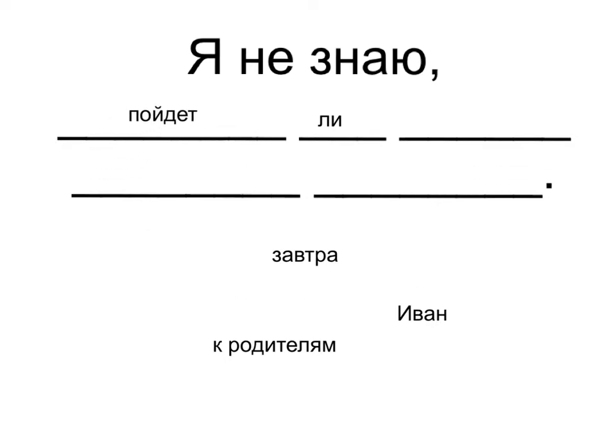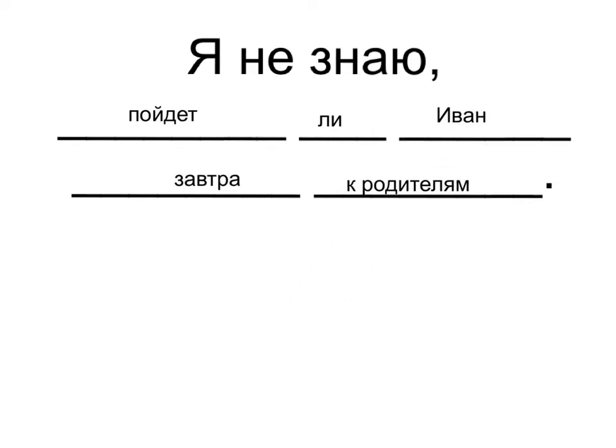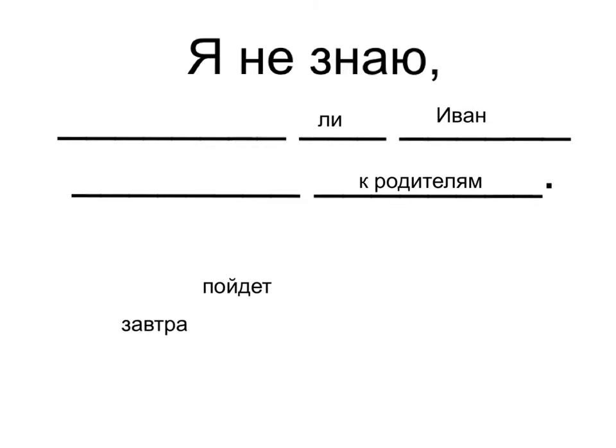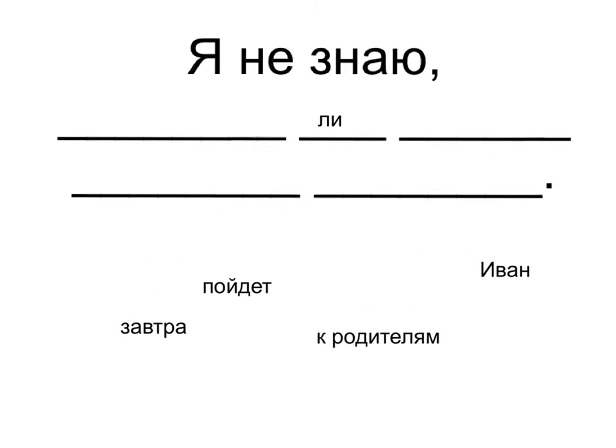I don't know whether he will go tomorrow to his parents. Я не знаю, пойдет ли Иван завтра к родителям. This is a perfectly legitimate sentence here. I don't know whether he's going to go. That's what we're asking about. We can change it though. It depends on what we're focusing on. So let's take our elements back down here. Except for li, it has to stay in the same place.